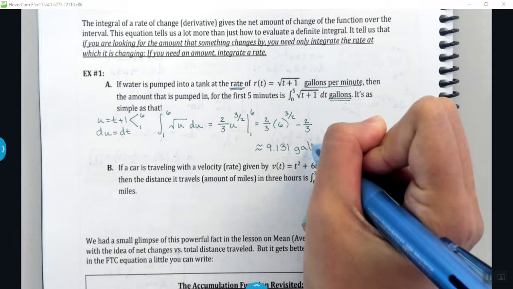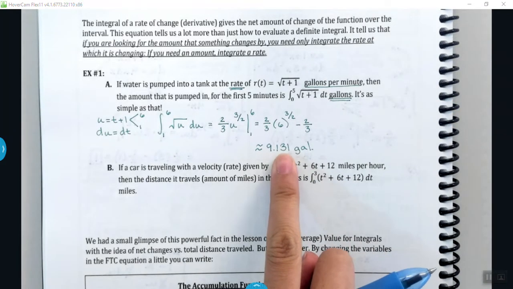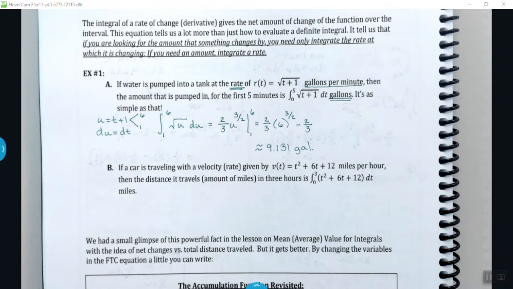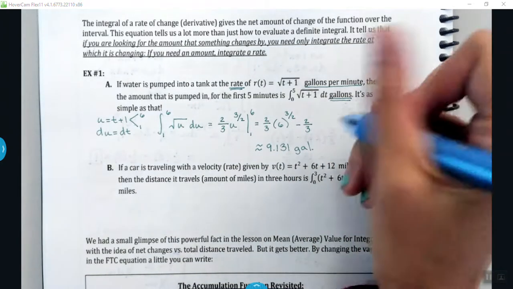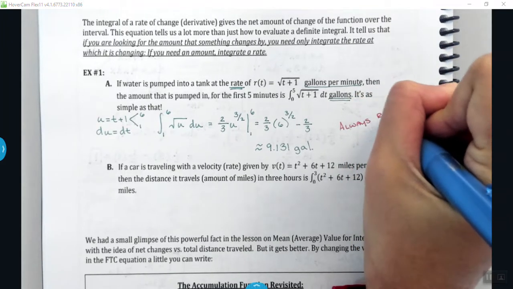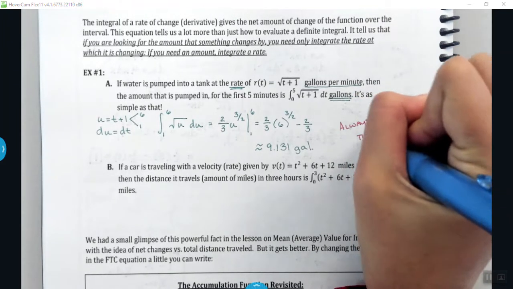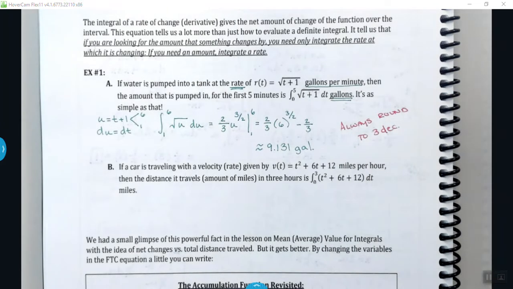Now, when you're in this class, you're going to round everything that you do in the calculator to 3 decimal places, always. If you don't round to 3 decimal places, then I can't give you the point for this answer. So always round to 3 decimals. If they did simplify that, it's the right answer. Yeah, it's okay.